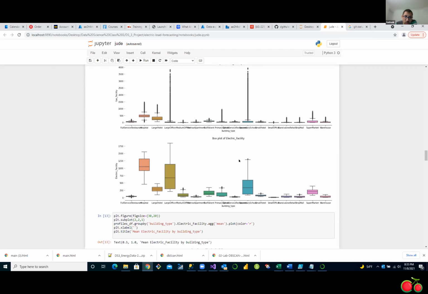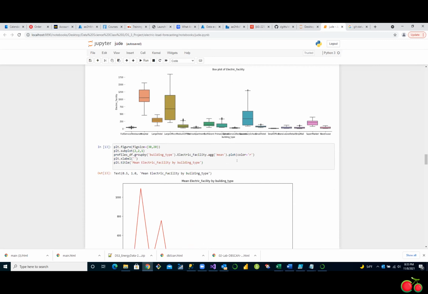But the second plot looks good. The electricity one, right? Okay, that has a lot of variation, and the reason why. I just remove it. We don't have to show that.